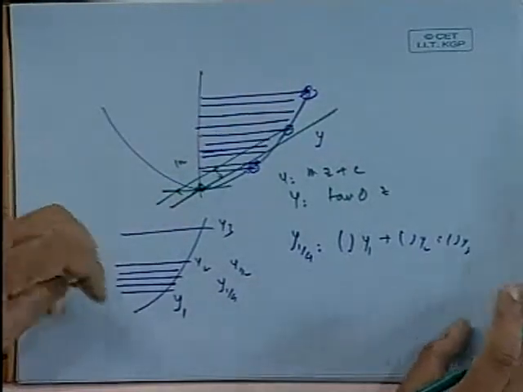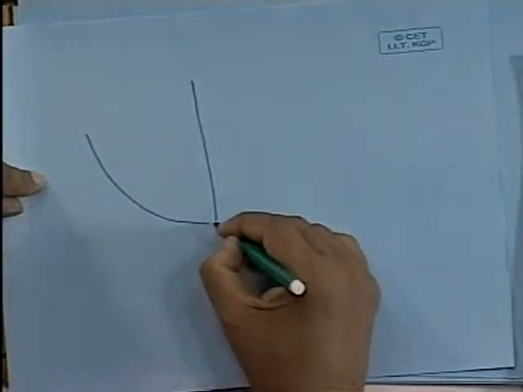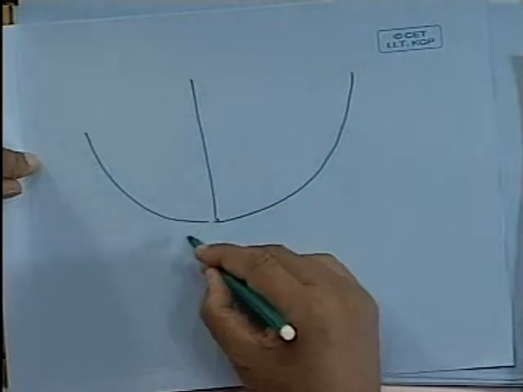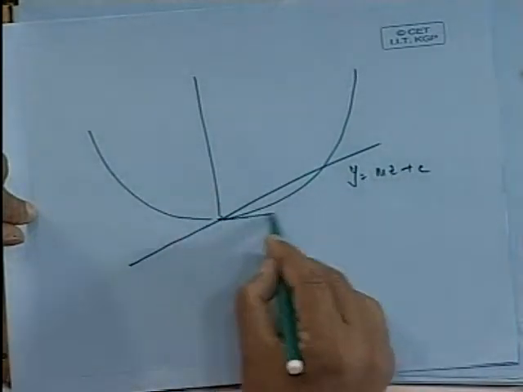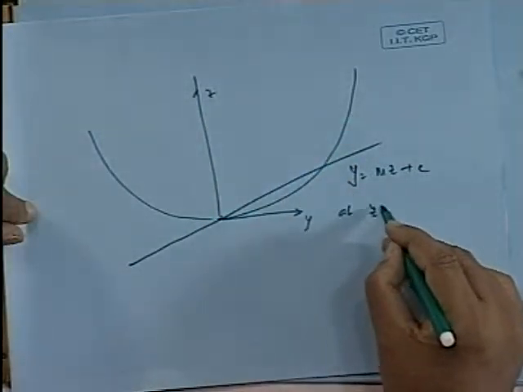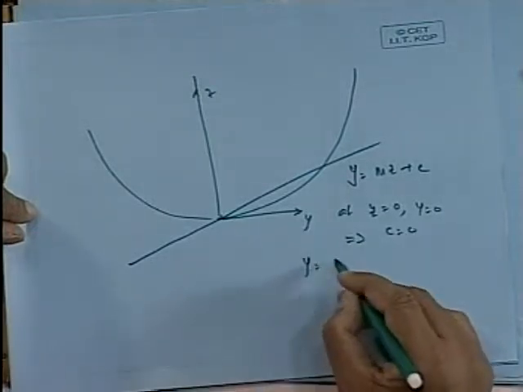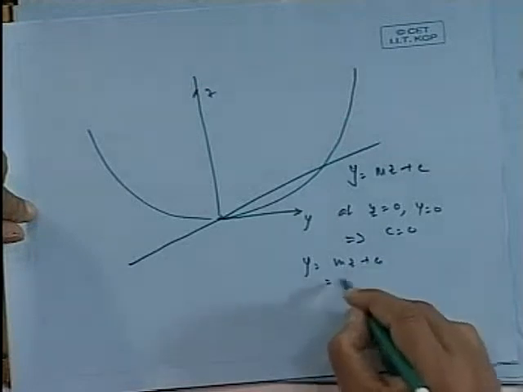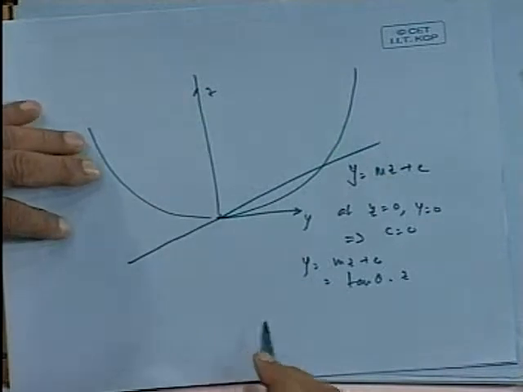See, maybe it is not clear. Probably I should show this again. Now I have to recreate the line. So I have a line here, first line here. Now this line is y equal to mz plus c. Now you see, this is my y axis, this is my z axis. Now at z equal to 0, y equal to 0, this gives me c equal to 0. So this line is y equal to mz plus c, that is m is tan theta, into z, the first line. Okay, so I did that.